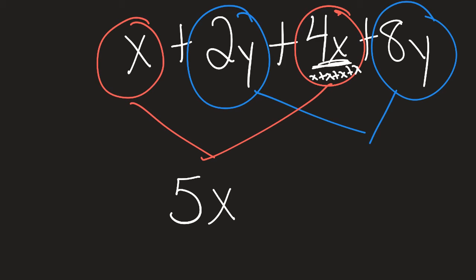So when x is by itself, it's understood that there is a 1 in front of it. Whether it's negative or positive, if it's a variable by itself, there is an imaginary 1 or a hidden 1 in front of it. And then we have 2y plus 8y, which gives us 10y. And remember, that is as simple as we can make it because we cannot combine x and y's. They're not the same term.